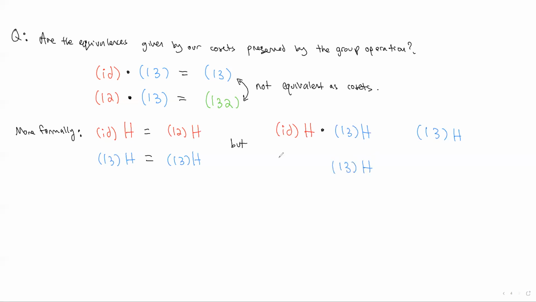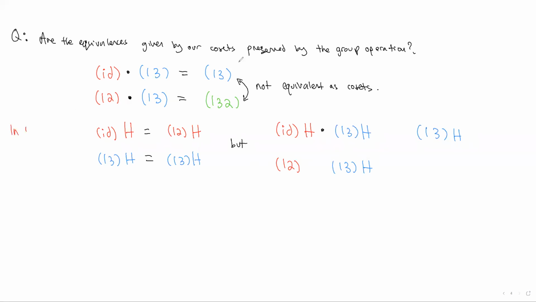The products don't work out. They're not equal. If you have pairs of equal elements, the products should be equal. So clearly you can't define a valid product on the cosets.